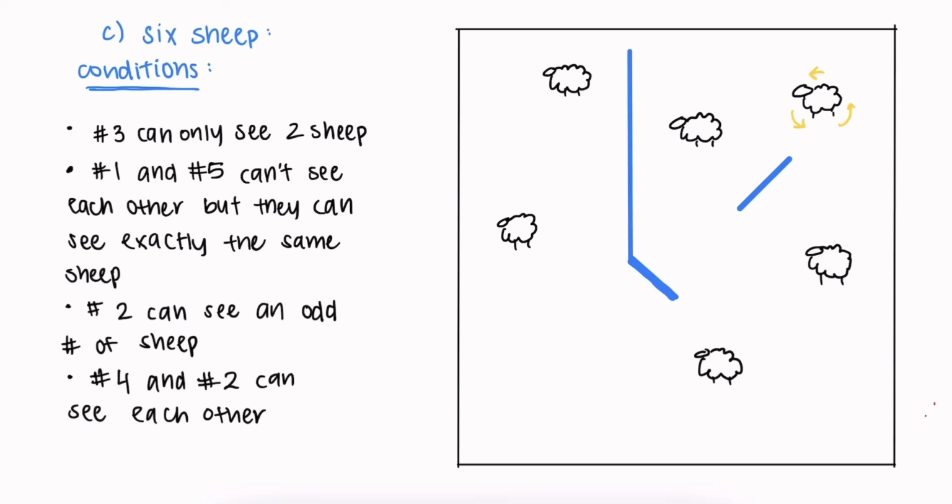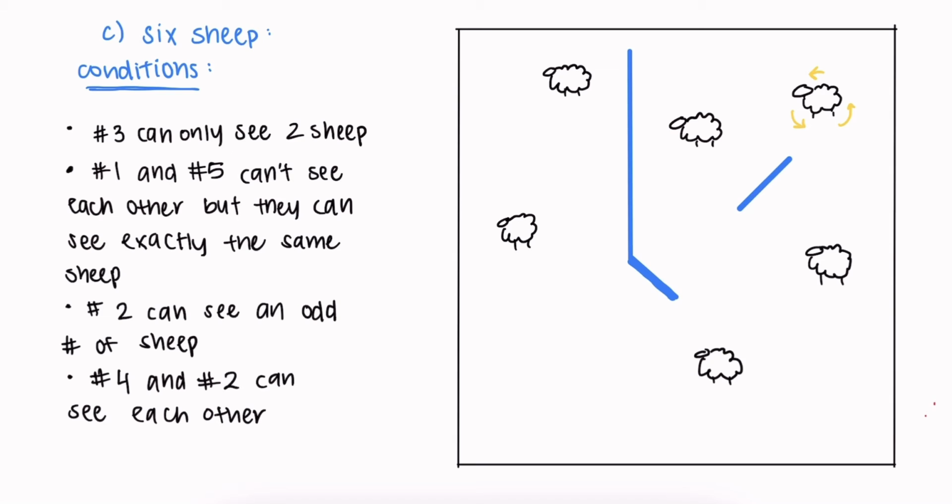Guys, we're going to go over puzzle C. This has 6 sheep. So we're going to start by looking at the conditions. So first we have number 3 can only see 2 sheep. Number 1 and 5 can't see each other, but they can see exactly the same sheep. Number 2 can see an odd number of sheep. And number 4 and 2 can see each other.